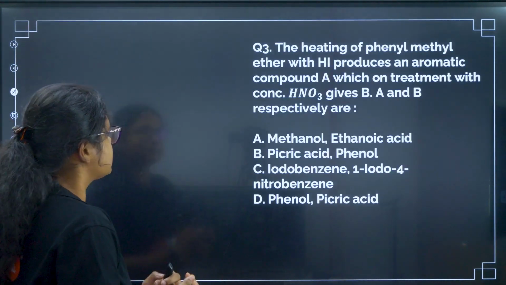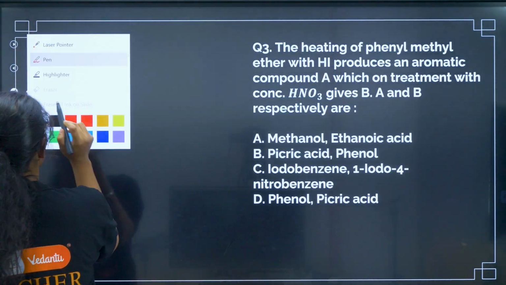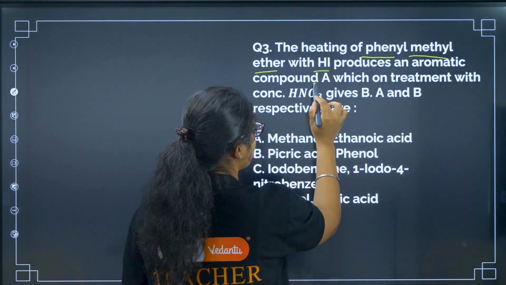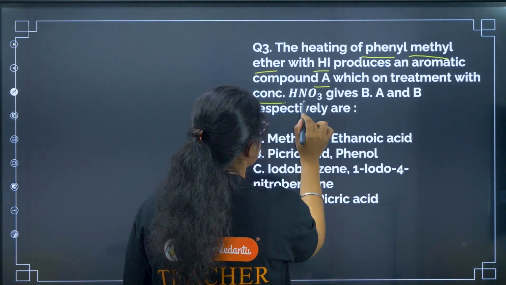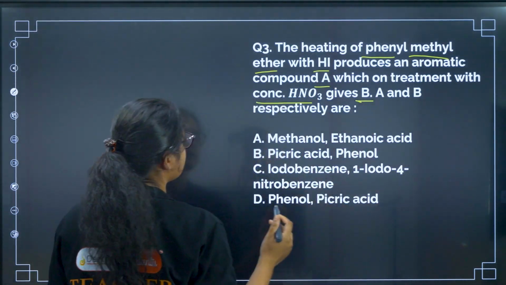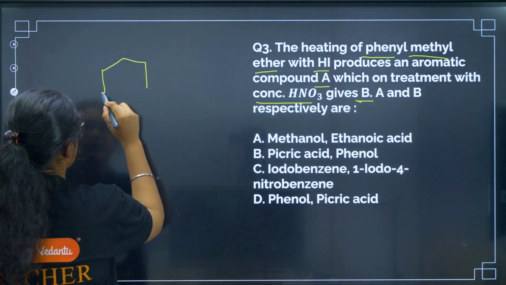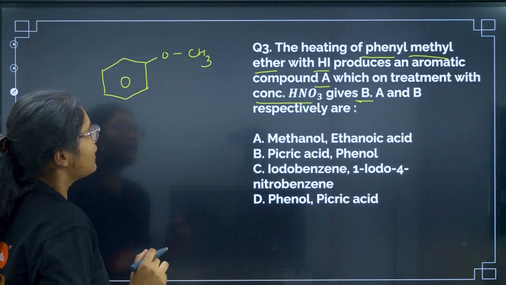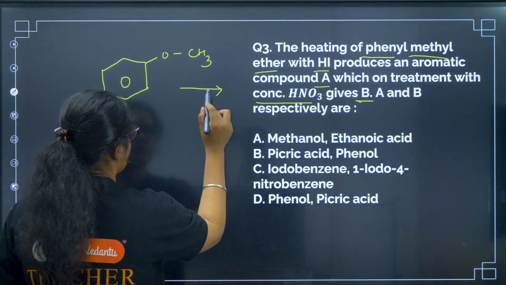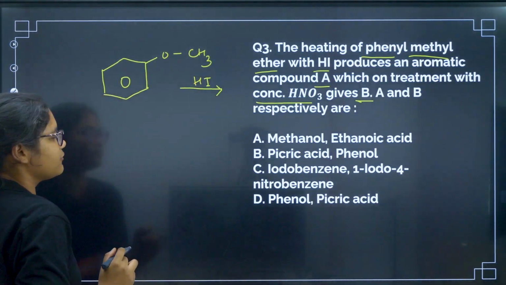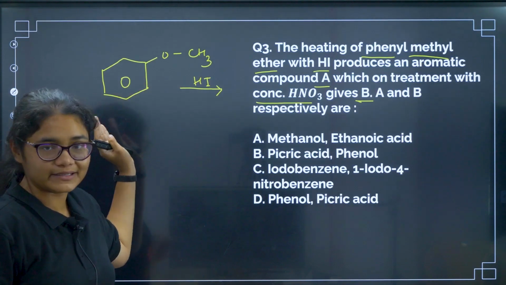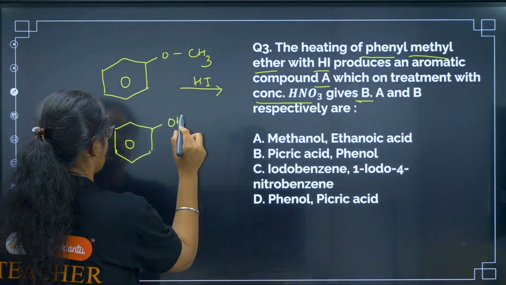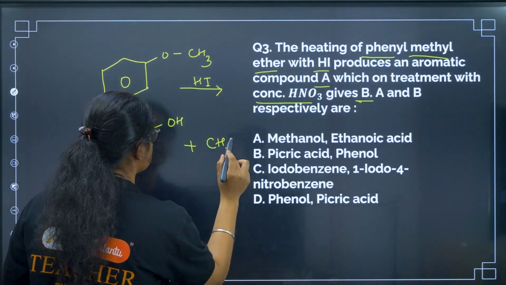Okay. So let us go to the next question. The heating of phenyl methyl ether with HI produces an aromatic compound A, which on treatment with concentrated nitric acid gives B. A and B respectively are. So first let us draw phenyl methyl ether. Okay, this is phenyl methyl ether and it reacts with HI. So we know whenever such type of cleavage happens, the O group always remains with the benzene ring. So we will get this compound, one is phenol, and another will be CH3I.